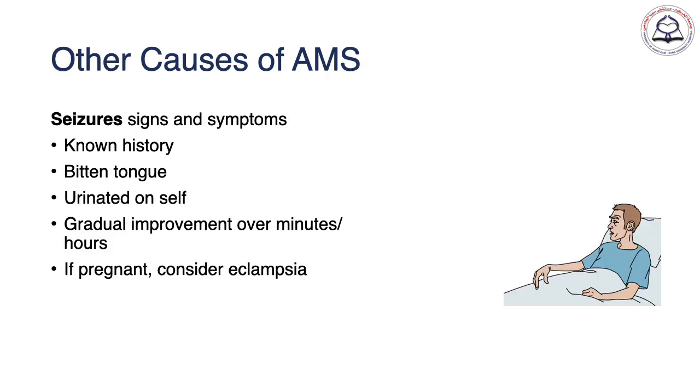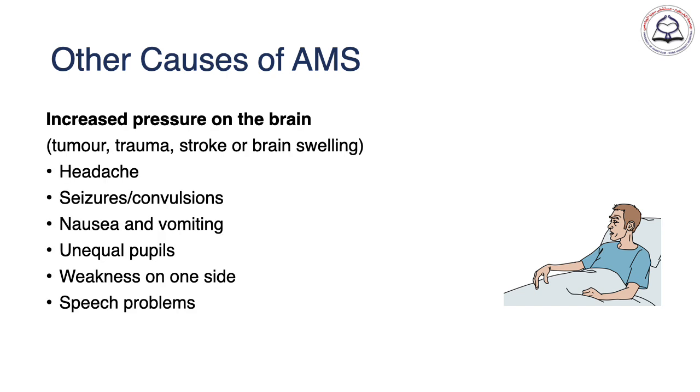Other causes of altered mental status: convulsion and seizure. There could be a history of seizure. The patient can present actively convulsing or post-ictal and show manifestations like a bitten tongue or urinating on himself. Usually they improve gradually over minutes to hours. When seizure happens in a pregnant lady with high blood pressure, consider eclampsia.